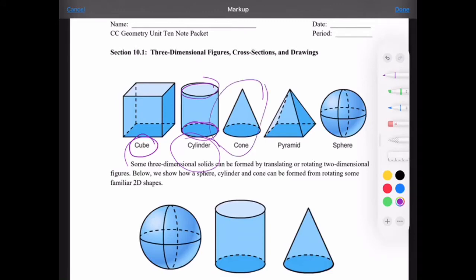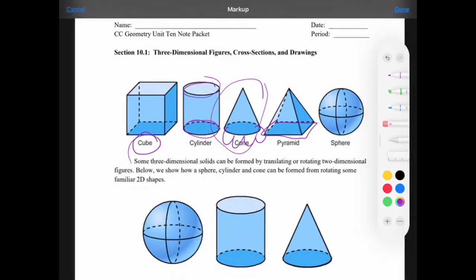Cone, upside down, it's like an ice cream cone, right? We have a pyramid, looks exactly like what you would have imagined a pyramid, 4 triangular sides and a square base, right? And last but not least, we have a sphere, which is made up of an infinite amount of circles, right? It's pretty much just a ball. All right, so let's move on.